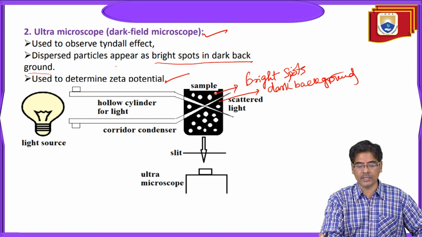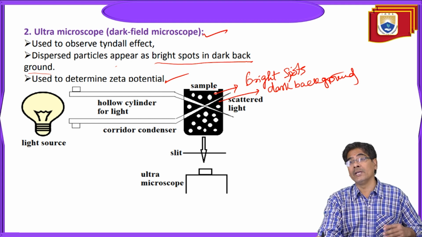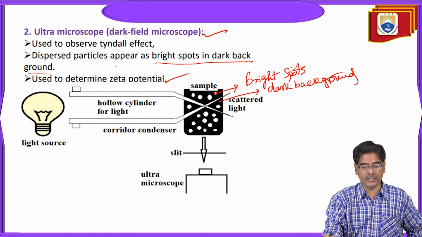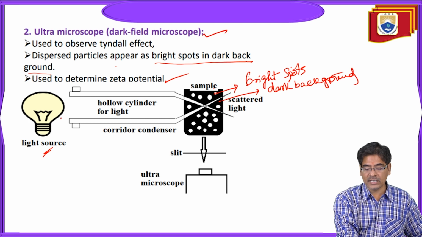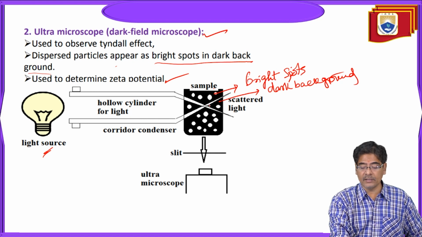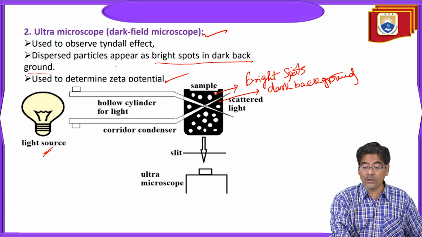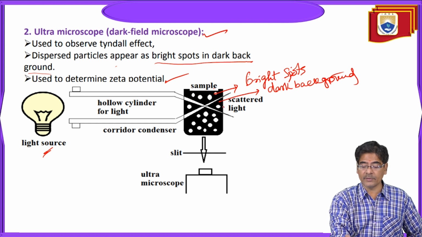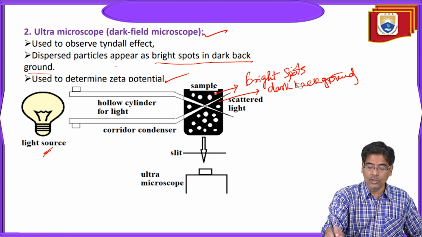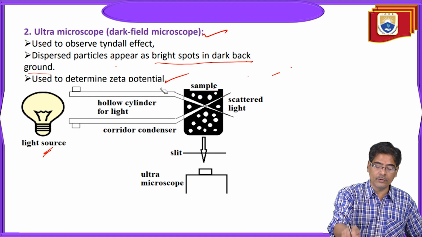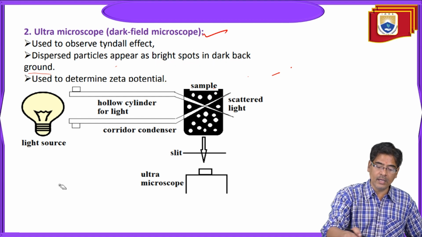There is a parameter called zeta potential. The ultra microscope, which is a dark field microscope, is used to observe it. Here we have the light source, which is allowed to fall on the sample through a hollow cylinder for light. We can see some bright spots because the background is dark, and the light is scattered in different directions. That is what we can see through the slit of our ultra microscope. So this is also one of the essential methods.